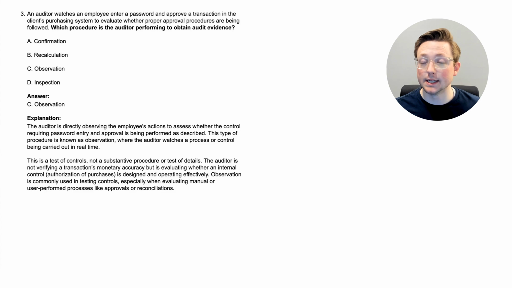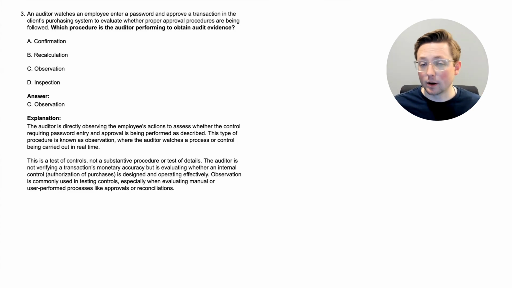Observation is commonly used in testing controls, especially when evaluating manual or user-performed processes like approvals or reconciliations. So in this case, this observation was a test of controls to get evidence about, is this actually functioning? Remember, tests of controls is where you're just trying to make sure that something is actually occurring. Remember, we talked about attribute sampling in the previous video, and basically you're just trying to figure out, did something happen? Yes or no? Very frequently, that's what a test of controls is, and observation is great for that.